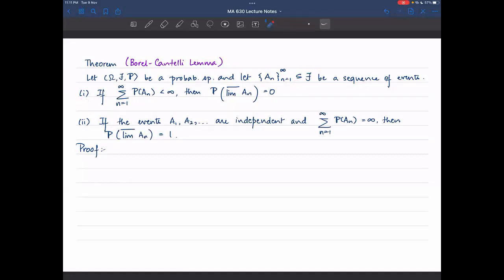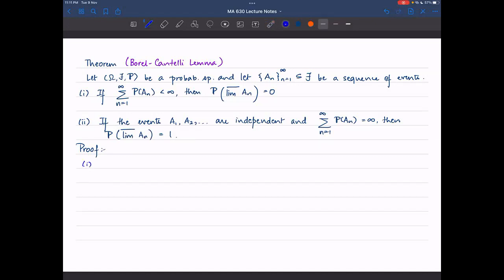Okay, so the first part of the Borel-Cantelli lemma says the following. If the sum over n going from 1 to infinity of P(A_n) is finite, then P of the lim sup of A_n must be 0. All right, let's see what the second part says. The second part is going to say if the sum over n going from 1 to infinity of P(A_n) is infinity, and in addition the events A_1, A_2, and so on are independent, then you can be sure that P of lim sup A_n equals 1. Okay, so let's see why this is true. So let's prove this.